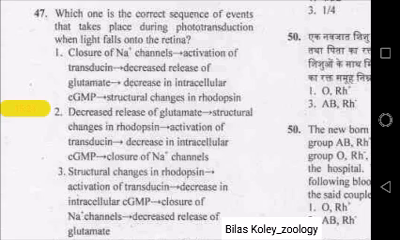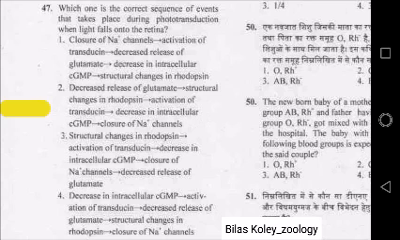Option number 3: structural changes in rhodopsin leads to activation of transducin, leads to decrease in intracellular cGMP, leads to closure of sodium channel, leads to decreased release of glutamate. Fourth option: decrease in intracellular cGMP leads to activation of transducin, leads to decreased release of glutamate, leads to structural changes in rhodopsin, leads to closure of sodium channels. In this question, the right option is option number 3.